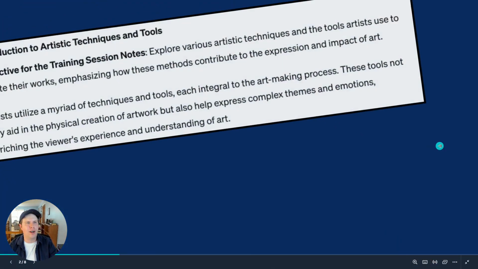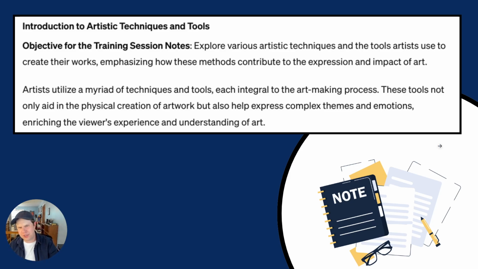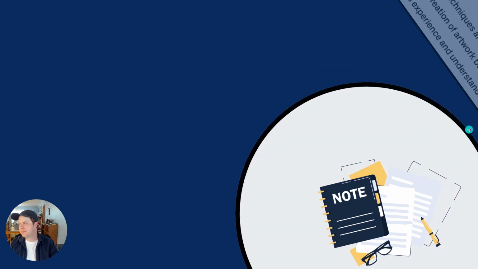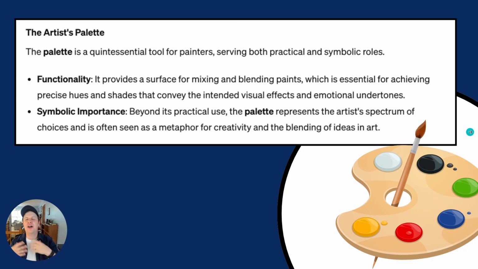Let's go ahead and look at our objective for today. Our objective for the training session notes is to explore various artistic techniques and the tools artists use to create their works, emphasizing how these methods contribute to the expression and the impact of art. Keep in mind that artists utilize a myriad, or a huge amount, of techniques and tools, each integral, or important, to the art making process. These tools not only aid in the physical creation of artwork, but also help express complex themes and emotions, enriching the viewer's experience and understanding of art as a whole. The tools do not make the artist, but they do help make the art.